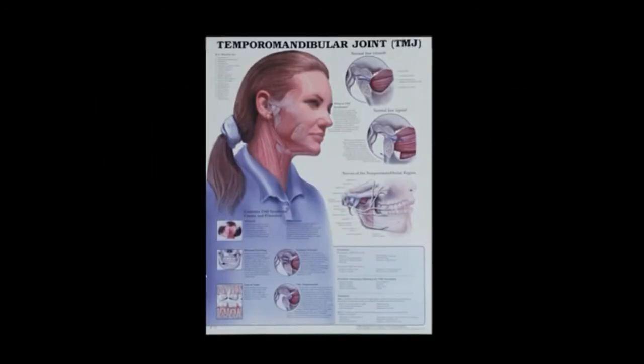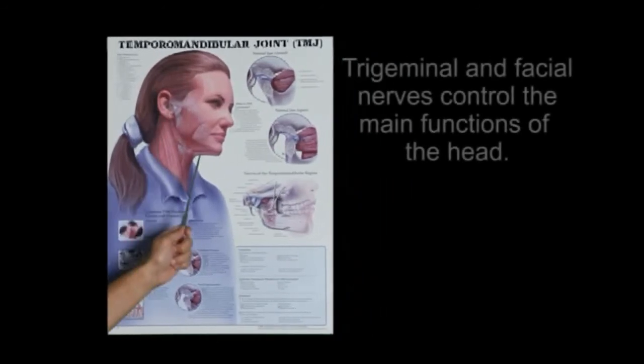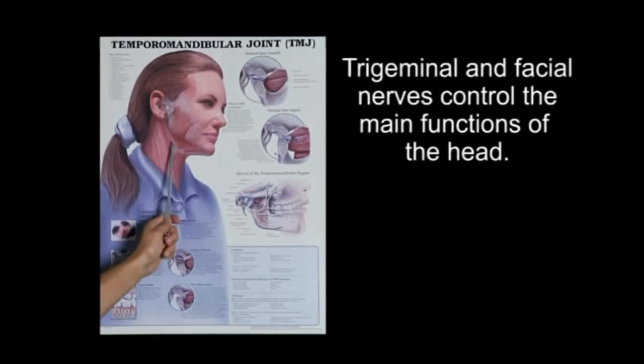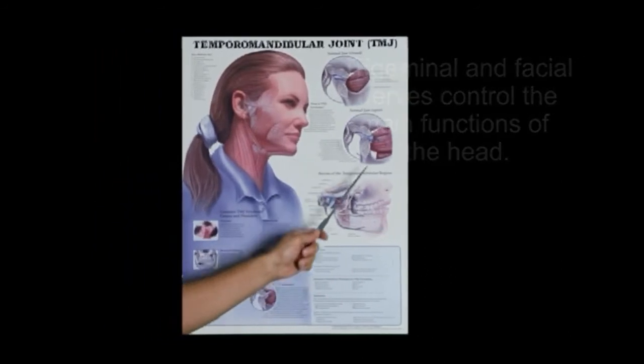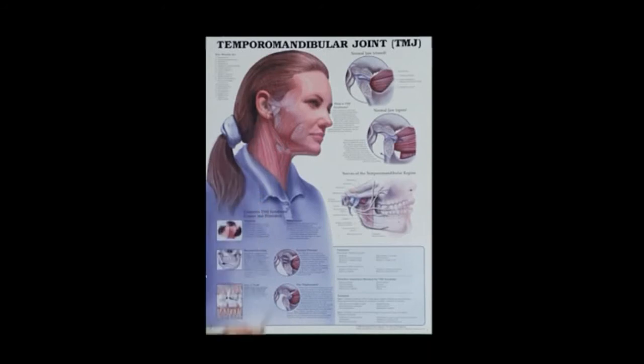Next, you must understand the function of the nerves of the head. The two largest nerves in your body are located actually in the jaw area. The trigeminal and facial nerves work together to control the function of all of the muscles and structures of your jaws and face. The brain tells these nerves to make your muscles work. The brain also receives feedback sensation from these nerves.